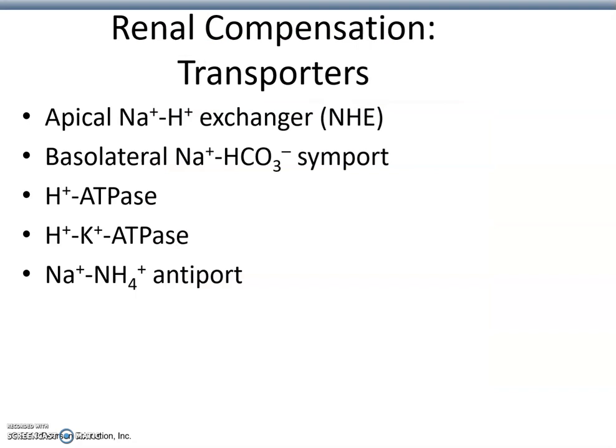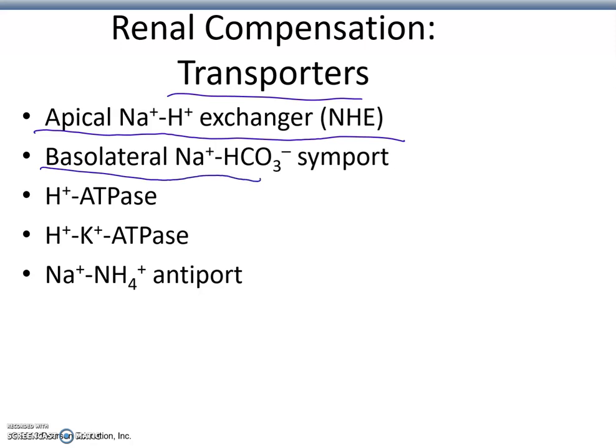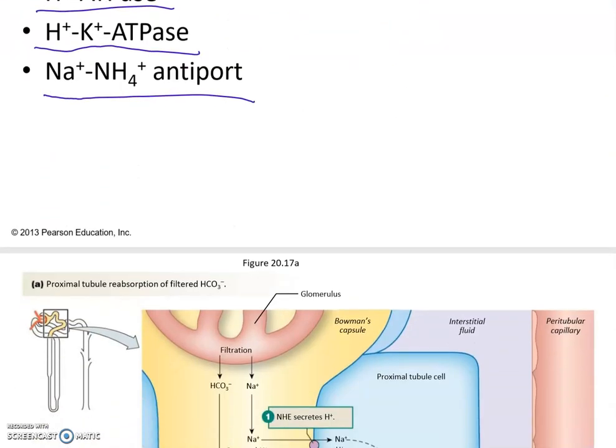Renal compensation for your acid-base balance also includes transporters, and here are some listed: the apical sodium hydrogen exchanger NHE, a basolateral sodium bicarbonate symport. Then we have a hydrogen ATPase, a hydrogen potassium ATPase, and then a sodium ammonium antiport. So these are some of the examples.